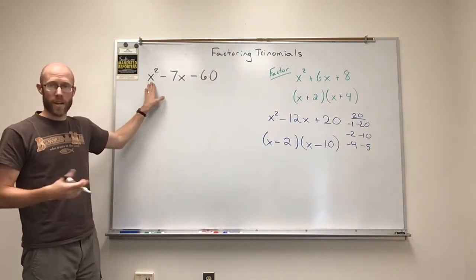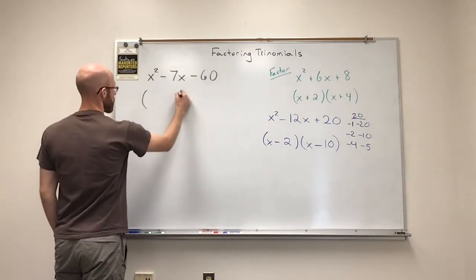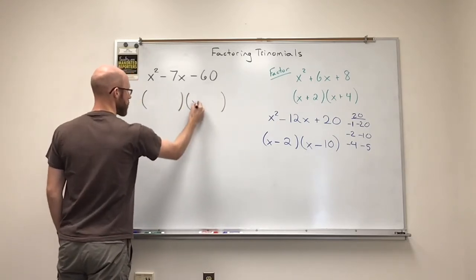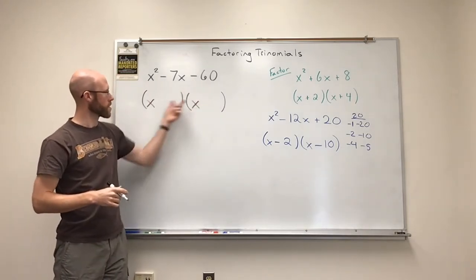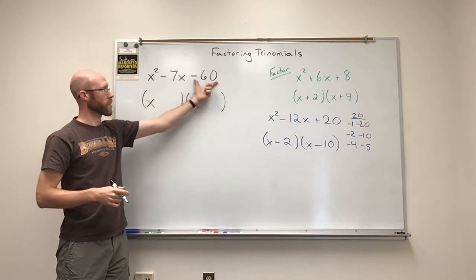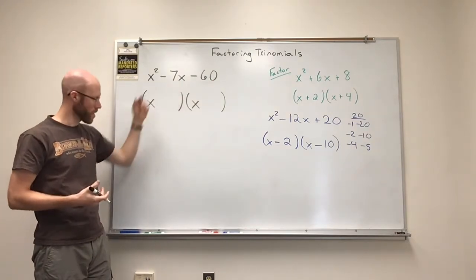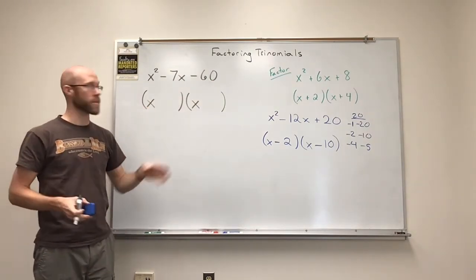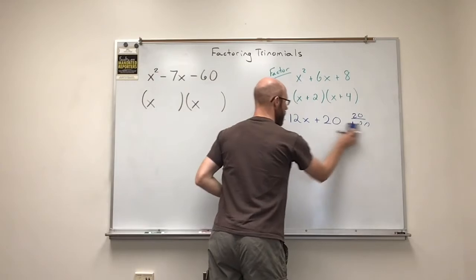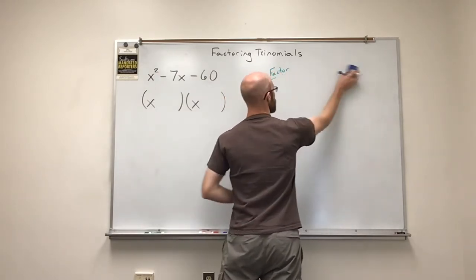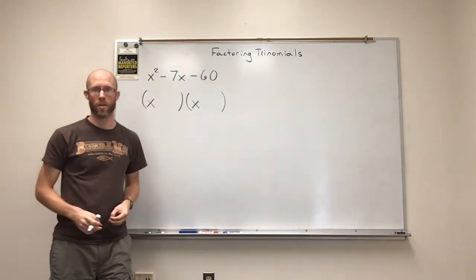But again, x squared, lead coefficient is 1. So that means my parentheses will have an x in each of the first terms. Now again, the constants, the second terms in these, are going to come from factors of negative 60 that have to add up to negative 7. Okay, so I'm going to make a list. Now, 60 has a lot of factors, okay? 20 had a lot, but 60 has even more. So let's make a list of factors, because it's not always super obvious how this will work, okay?